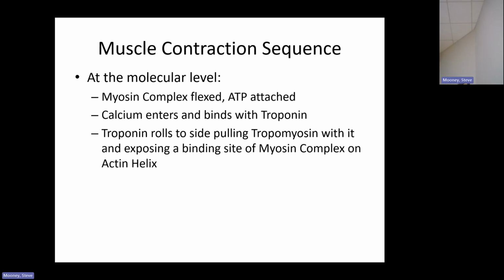As troponin rolls over, it's going to pull tropomyosin with it, and that long string of black line there is going to expose binding sites. Normally, those binding sites are covered over, but when calcium comes in, it's going to roll everything over. Now we've got binding sites. We have a place for the myosin head to attach. Binding sites are open. We are now going to get that cross-linking between the myosin complex and the actin helix.